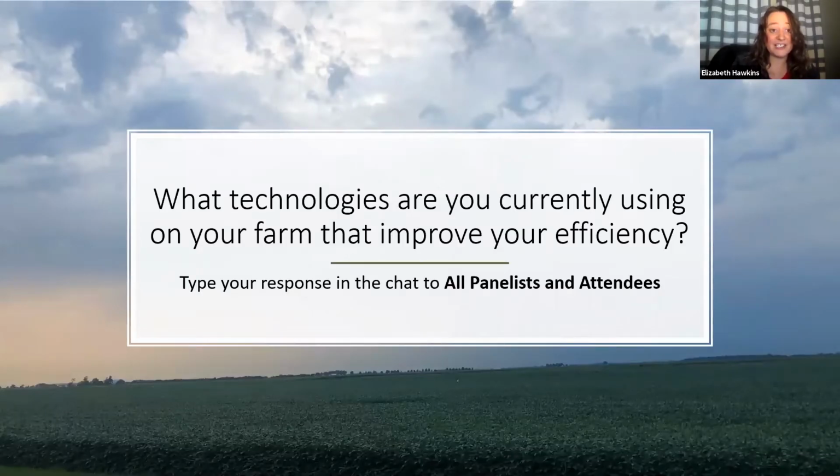So let's practice that chat feature right now. First, find the chat at the bottom of the screen and open it up, and then switch it to chat to all panelists and attendees. Then answer the question: what technologies are you currently using on your farm that you feel helps improve your efficiency? We'll give you a few minutes to put some responses there.